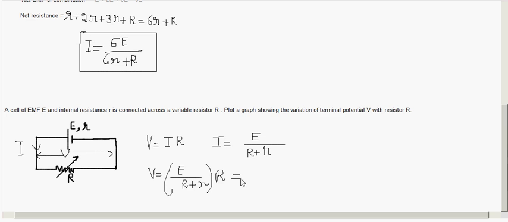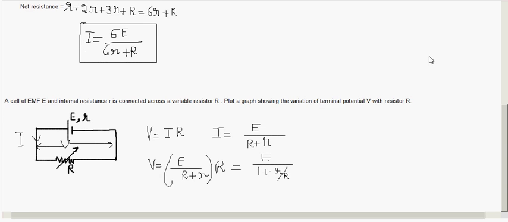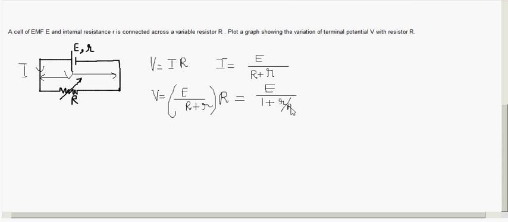This equation can also be written as E divided by 1 plus r divided by R. So R goes into the denominator, and that becomes E divided by 1 plus r divided by R. Now if the R value increases, the r by R term will reduce, and when the denominator reduces, V will increase.